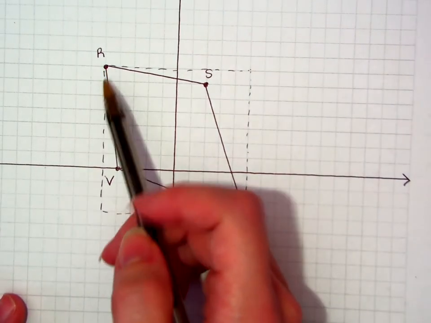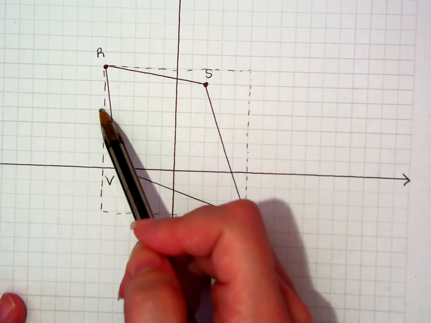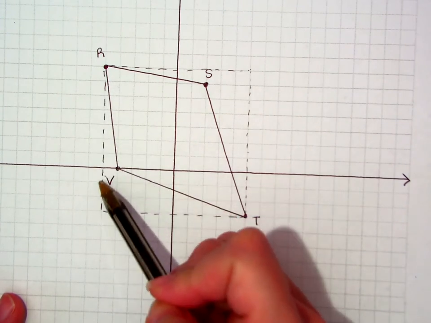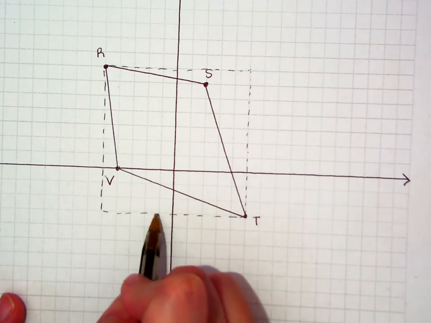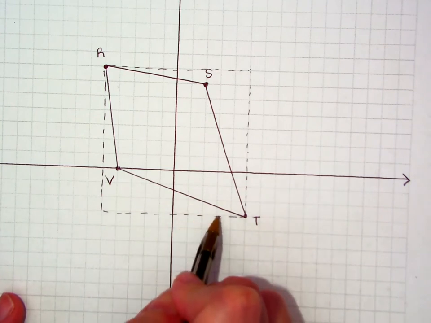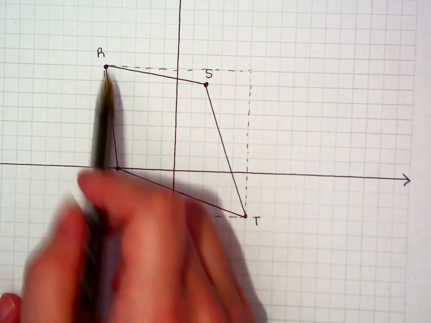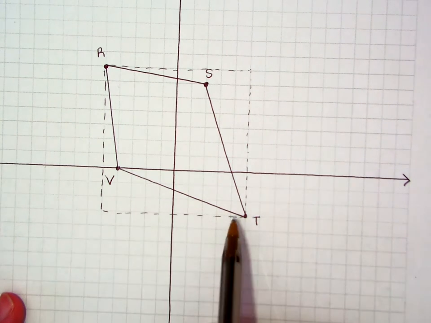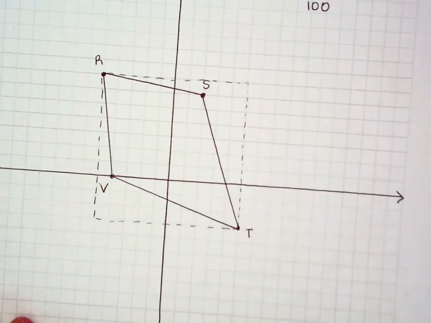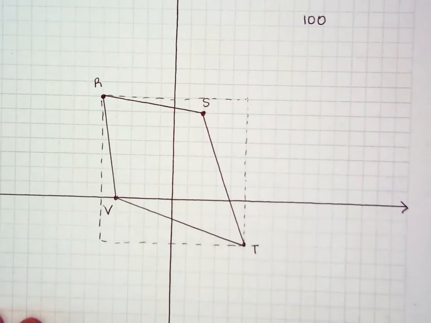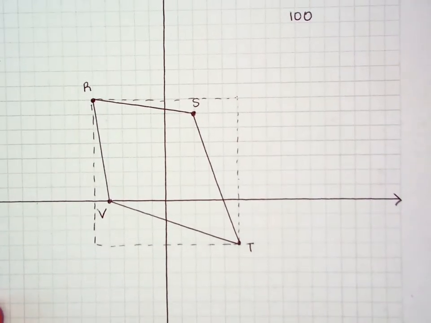So starting here, we're going to count 1, 2, 3, 4, 5, 6, 7, 8, 9, 10 units down. And 1, 2, 3, 4, 5, 6, 7, 8, 9, 10 units this way. So we have a 10 by 10 square. That means we're going to do 10 times 10, which is 100. So we're going to start with the number 100, and we're going to subtract off the parts on the outside.